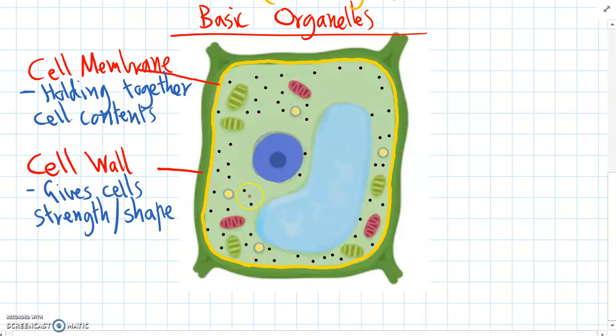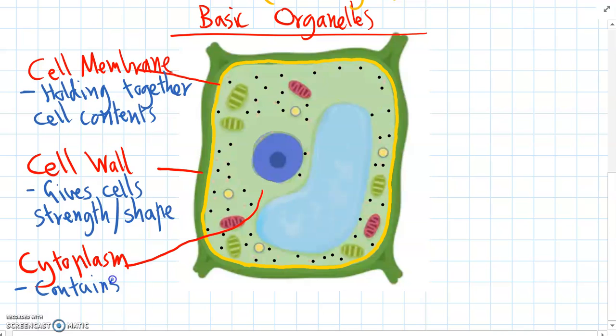And then the other main section in cells is all the liquid on the inside. So if the membrane is like the plastic bag holding everything together, all the liquid inside we call the cytoplasm. And the cytoplasm contains all the other organelles plus the liquid. So the liquid and the other organelles.